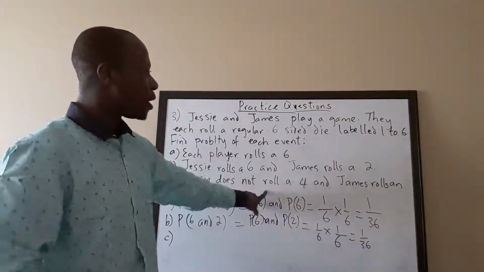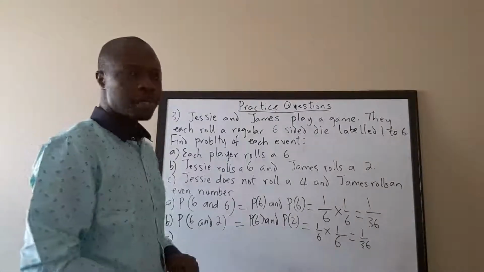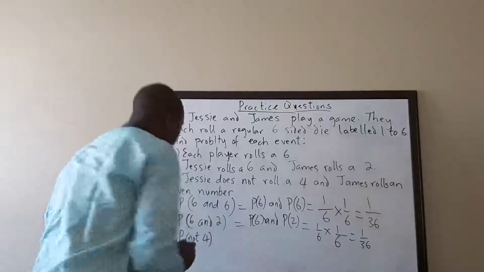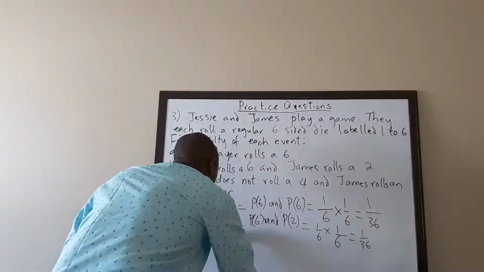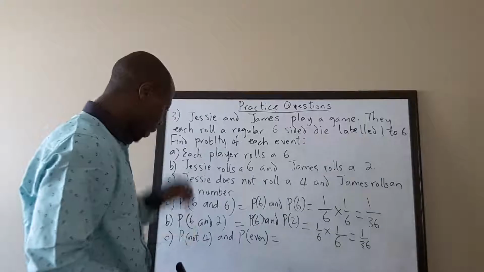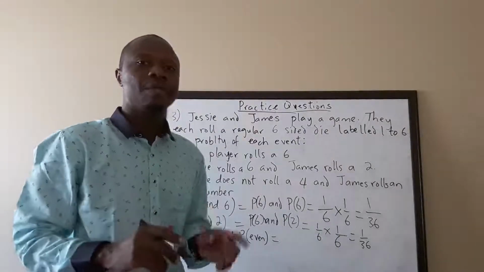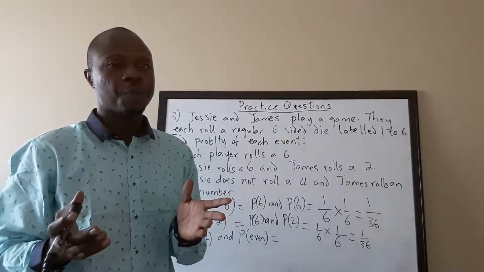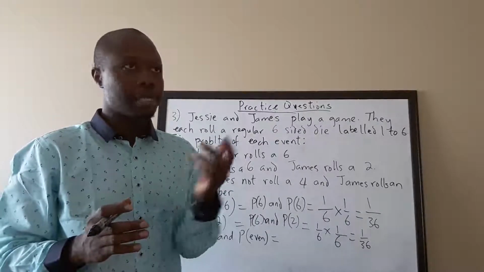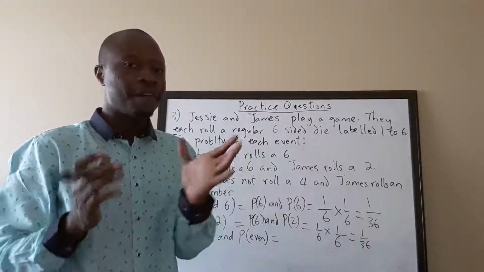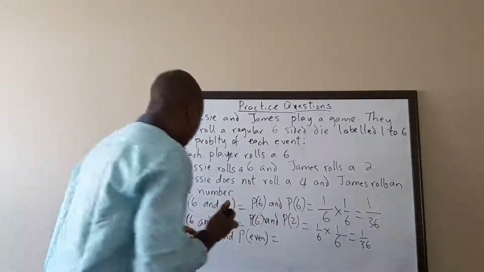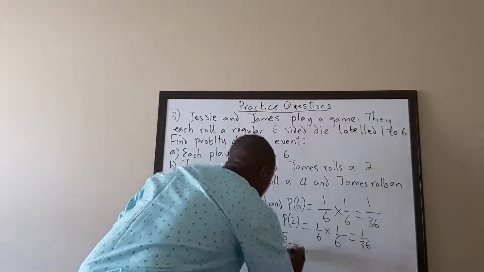Jesse does not roll a 4. James rolls an even number. Well, let's see. The probability of not rolling a 4 and the probability of rolling an even number. Well, if you have a total of 6 different sides, what is the number of sides that is not a 4? Well, there's only one side that is a 4. There are 5 other sides that are not 4. So this is going to be 5 over a total of 6.